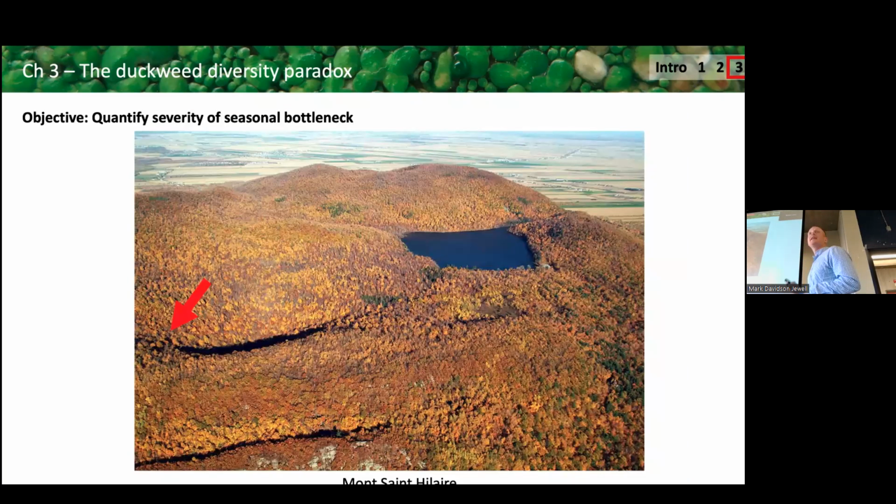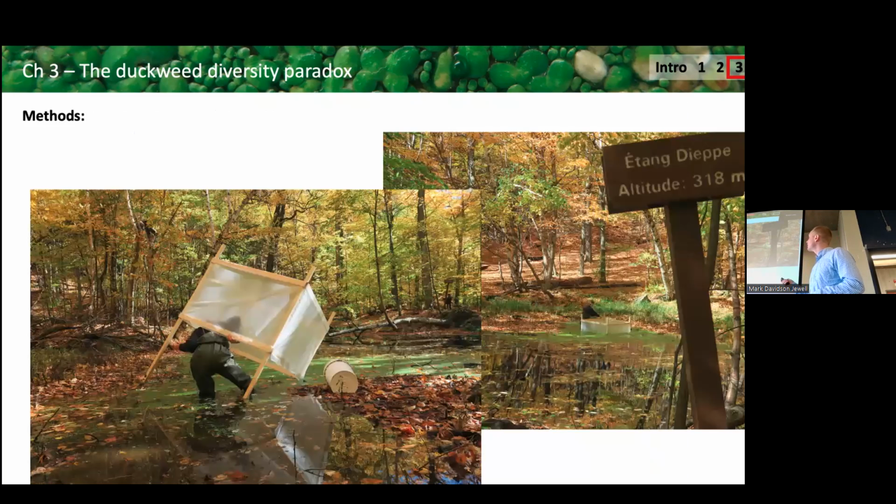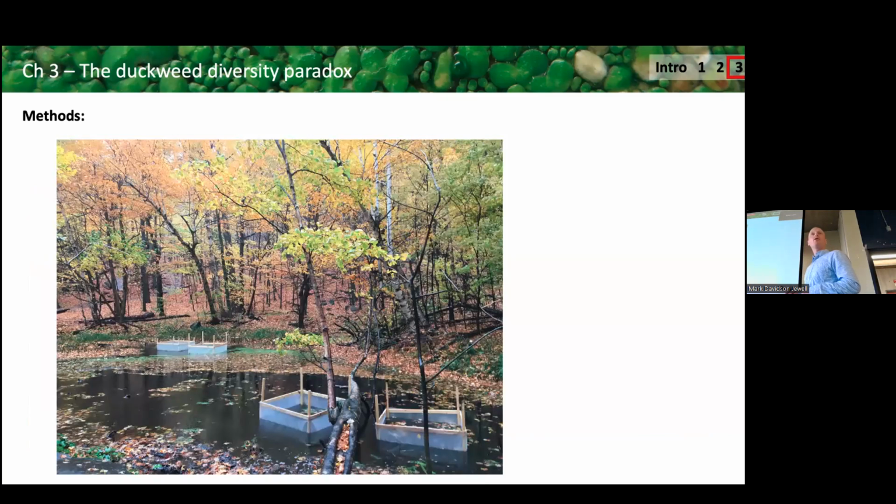So the purpose of this next chapter was to assess the severity of this seasonal genetic bottleneck. We did this in a small little pond near the summit of Mount Saint-Hilaire, which is a mountain in the Eastern Townships of Quebec. We built 4 of these duckweed houses, these enclosures, and plunked them down in this small little pond. Then we measured the number of fronds in the fall, right up until they started to sink. And then we came back in the spring, as soon as the ice melted, every few days, and counted all the fronds that emerged and removed them from the enclosures.